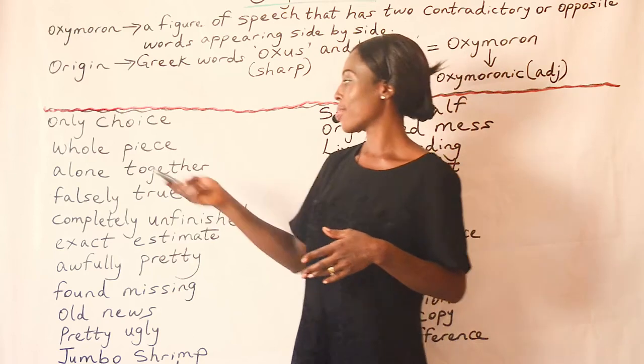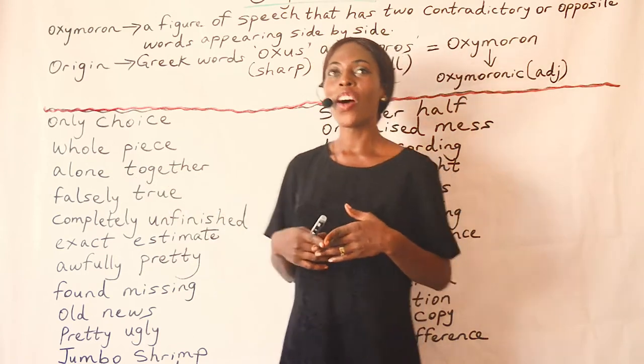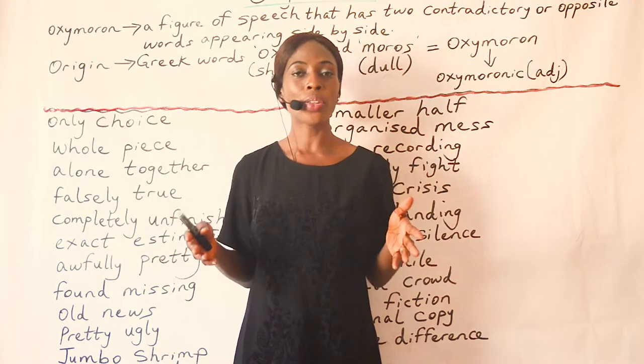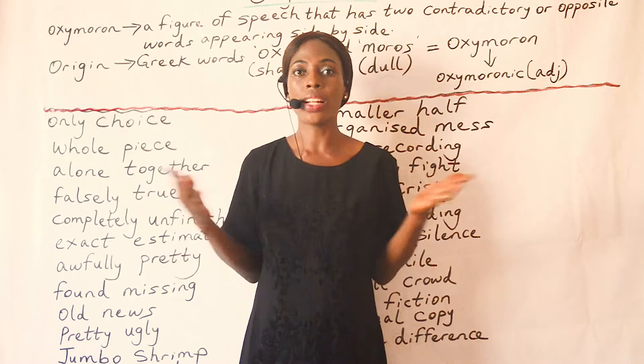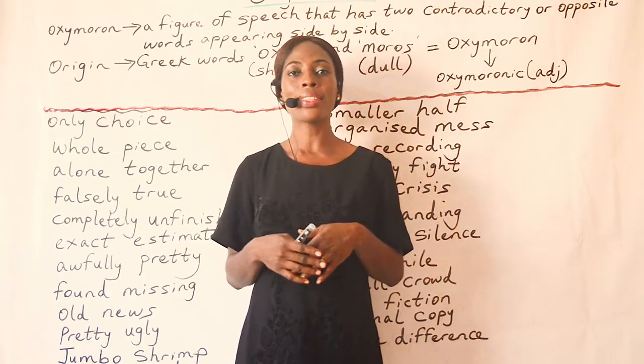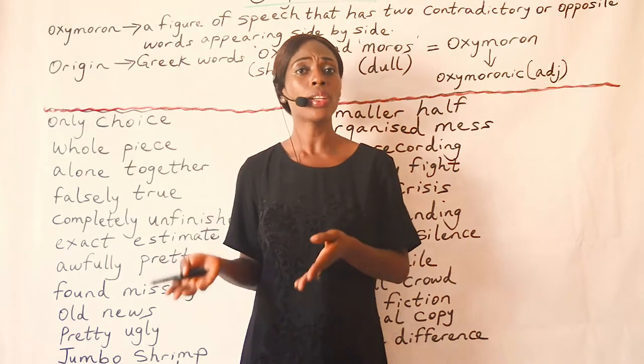The next we have is "alone together." Alone means you're all by yourself. There is no one with you. You're alone. You're the only one there wherever you are. And together means you're with someone. You're not alone. You're with someone.